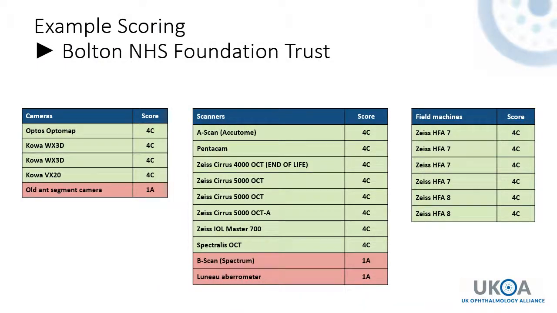Here's an example of the District General Hospital that I work in. So we have a range of cameras, scanners and field machines. And as you can see, most of them have been networked up to the 4C, so the highest level of maturity. There's a few at the bottom, an old anterior segment camera, a B-scan and an old aberrometer that currently are isolated, and our intention is to rectify those shortfalls or remove them from active use this year. But you can see it's very possible to get a wide range of devices up to a very good level of connectivity and maturity.